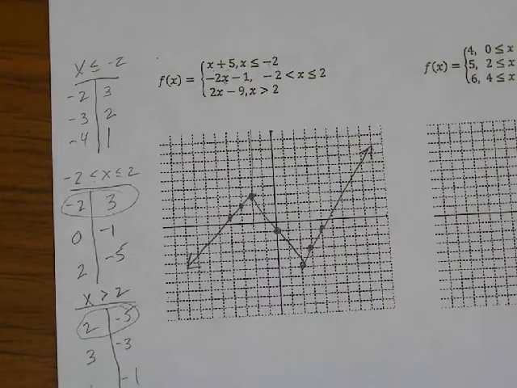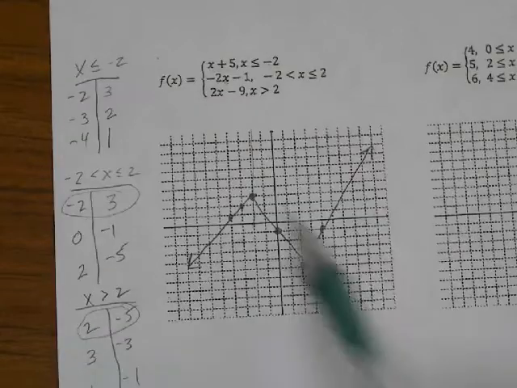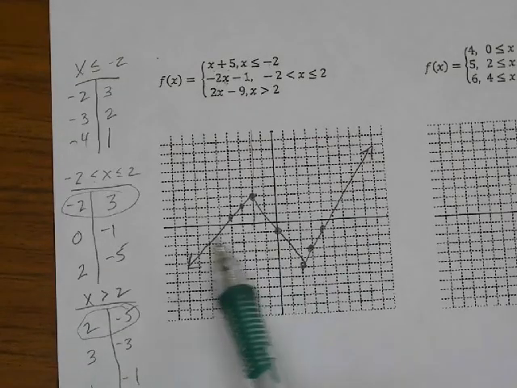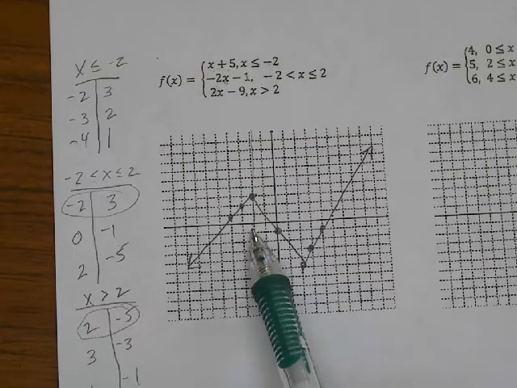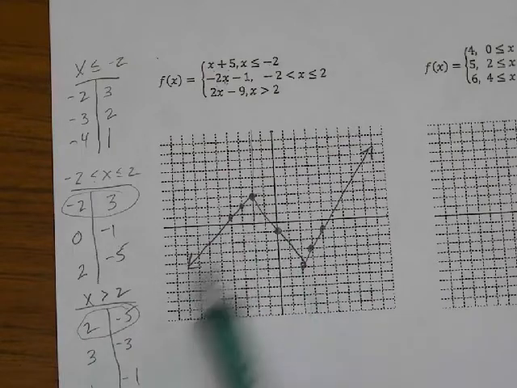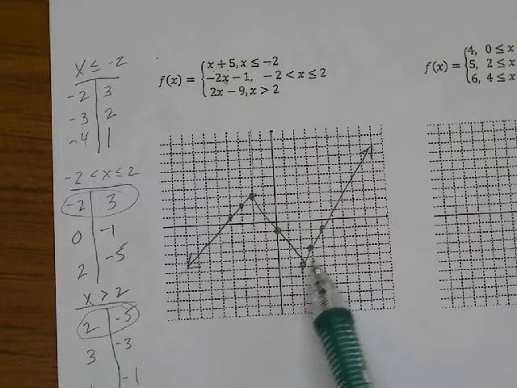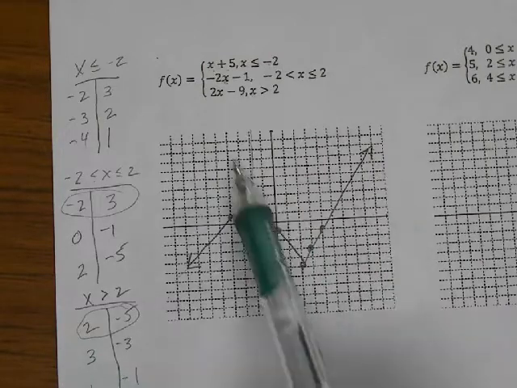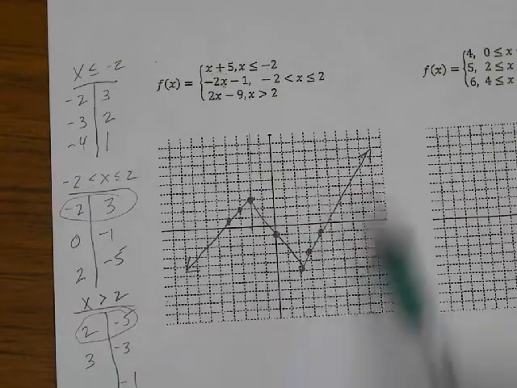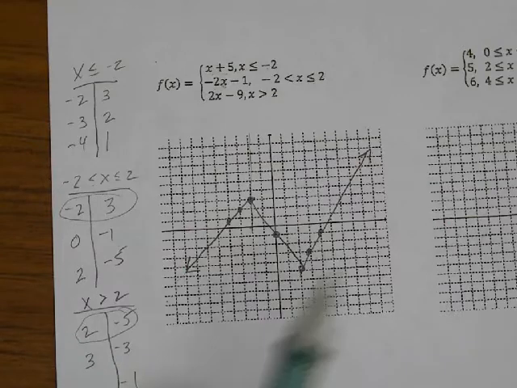So each part of that graph is different based on the domain, based on what I put in for x. If I put anything smaller than negative 2 in, I have this function. Anything between negative 2 and 2, I have this function. And anything 2 and beyond, I have this function. Notice this still passes the vertical line test.